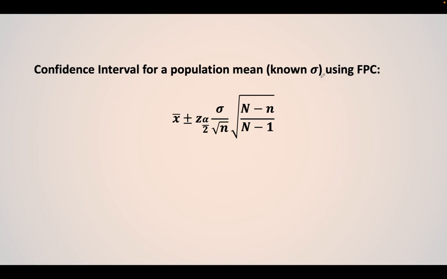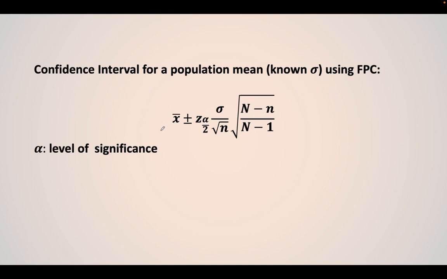We suppose first that the population standard deviation is known. When the population standard deviation is known, the confidence interval is x bar plus minus z alpha divided by 2 times sigma over square root of n times FPC. If you remember, sigma over square root of n is the standard error of the mean. I need to multiply the standard error of the mean by this factor. And because sigma is known, we are going to work with the standard normal distribution Z. X bar is the sample mean, alpha is the level of significance.